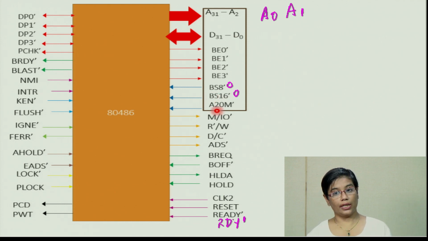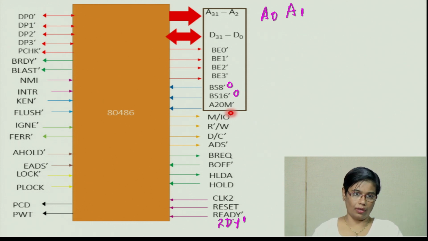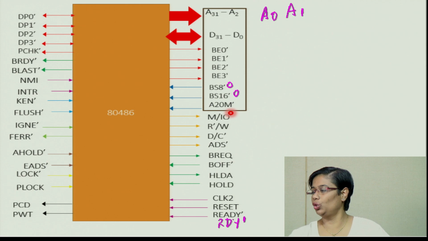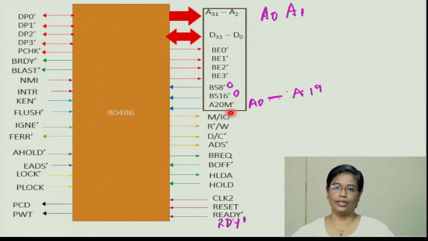You have one more signal here which is called address 20 mask. Now, please note all these signals are low active signals. What the address 20 mask signal does is it masks the upper 12 bits of the address. Only address lines A0 to A19 will be validated. The rest of the address lines, which are A20 to A31, are going to be ignored. So this makes it compatible with 8086.